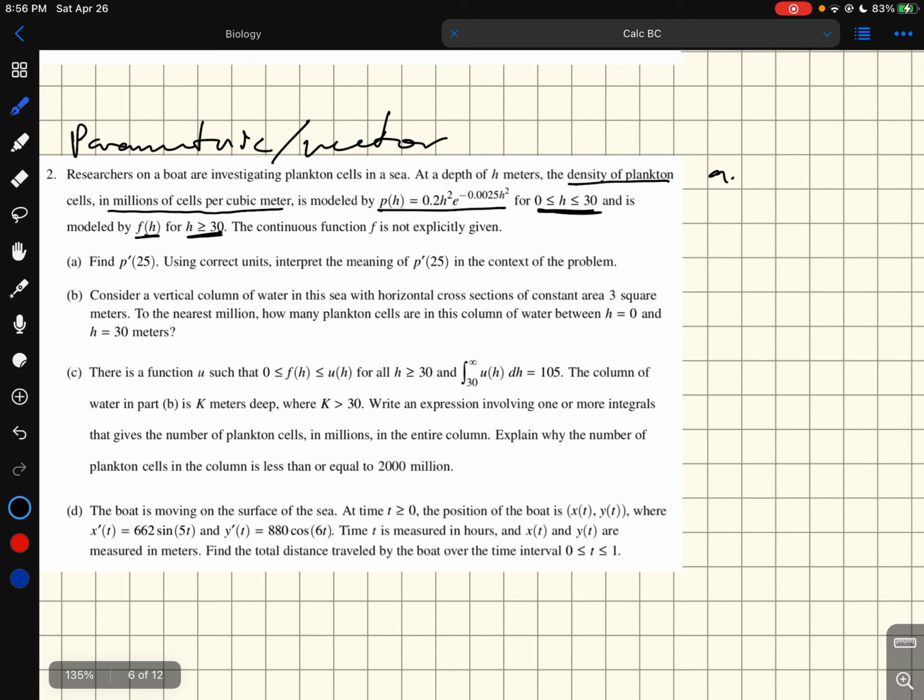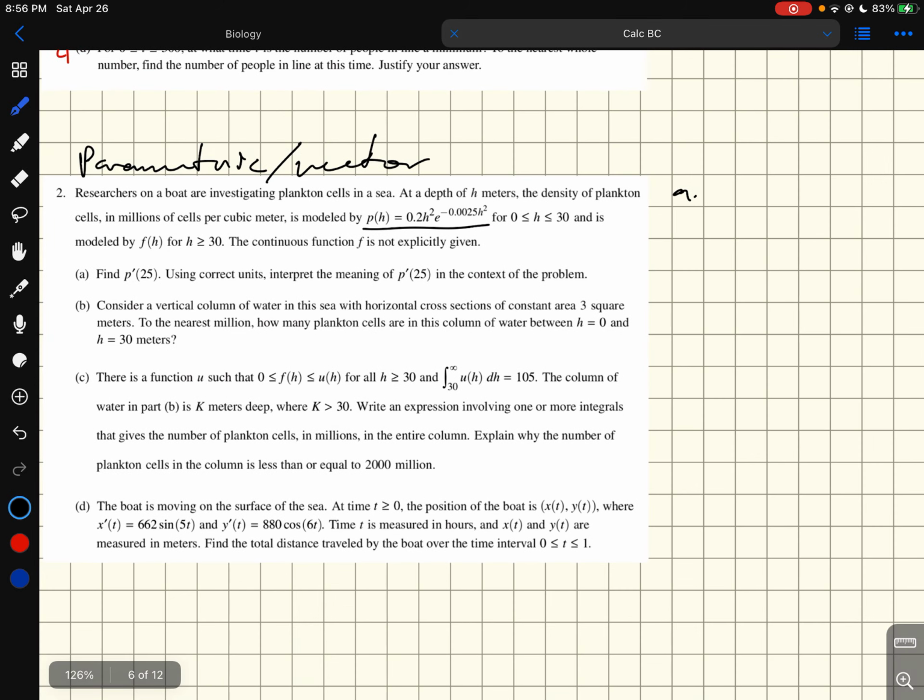Alright. So they want us to find P prime. P prime, so the derivative of this at 25. So literally just P of h. What you're going to put in your calculator, all you have to write really is this equals whatever it equals.